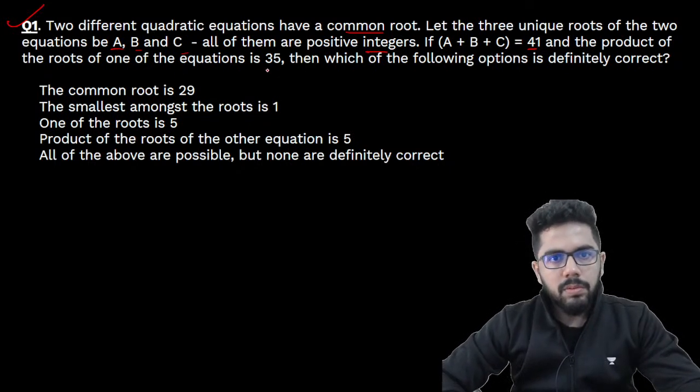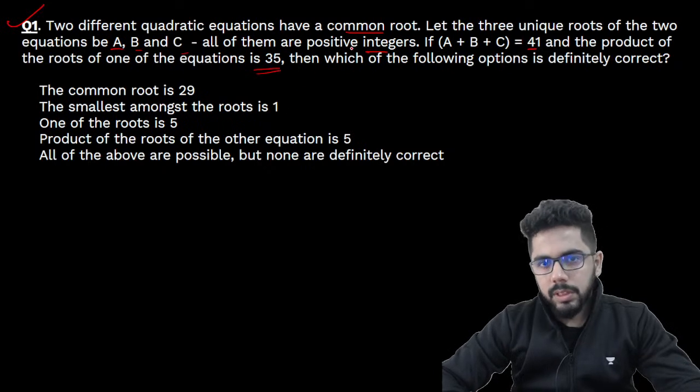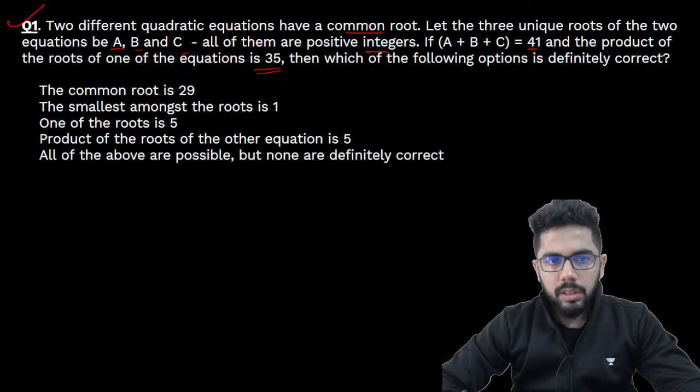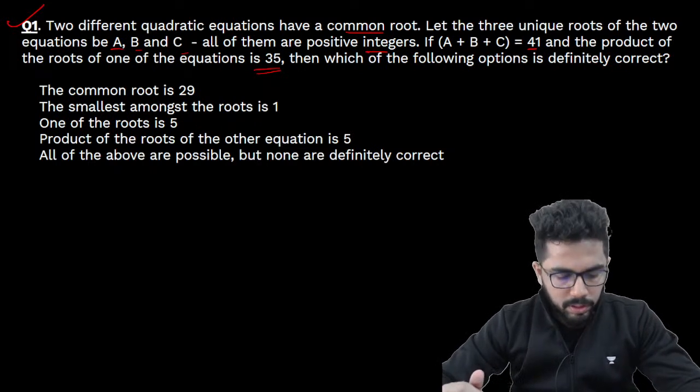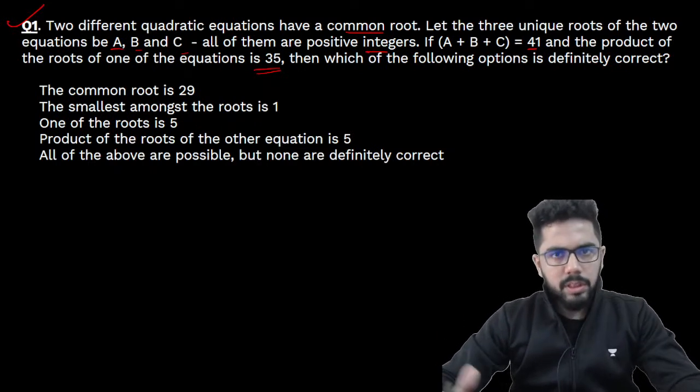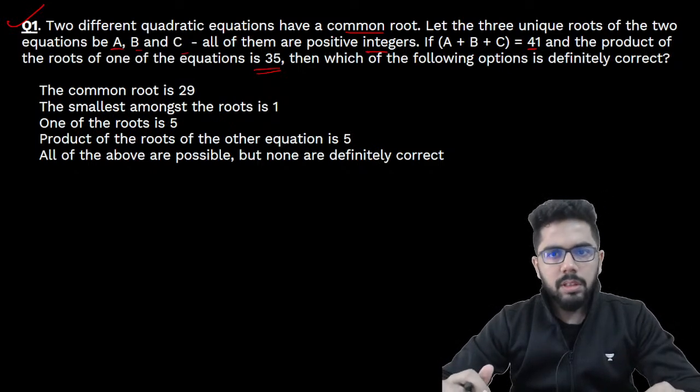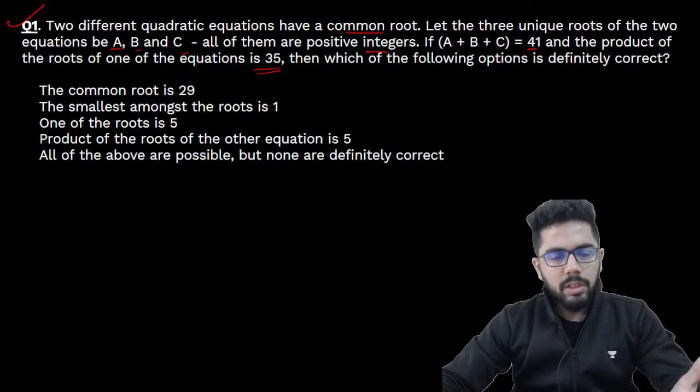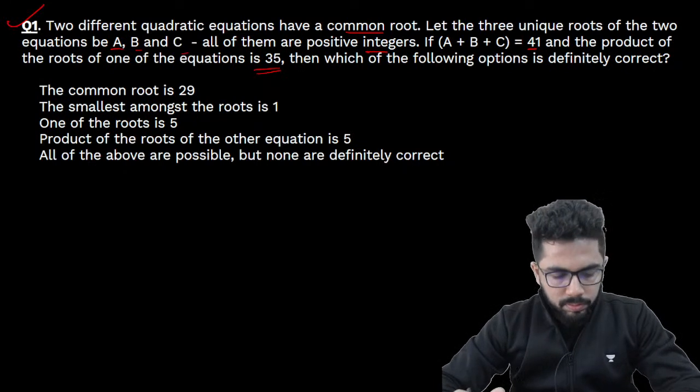Product of the roots of one of the equations is 35. Positive integers, 35. This is your clue. Which of the following options is definitely correct? Let's try and evaluate. Write your answer in the comment section. We'll anyways discuss this. Just waiting for 30 seconds. If you have already solved this, do tell me.